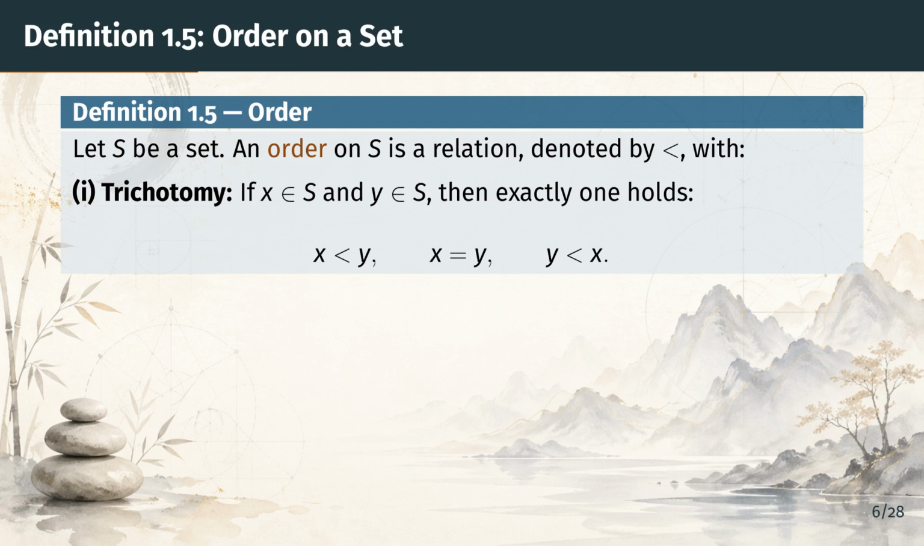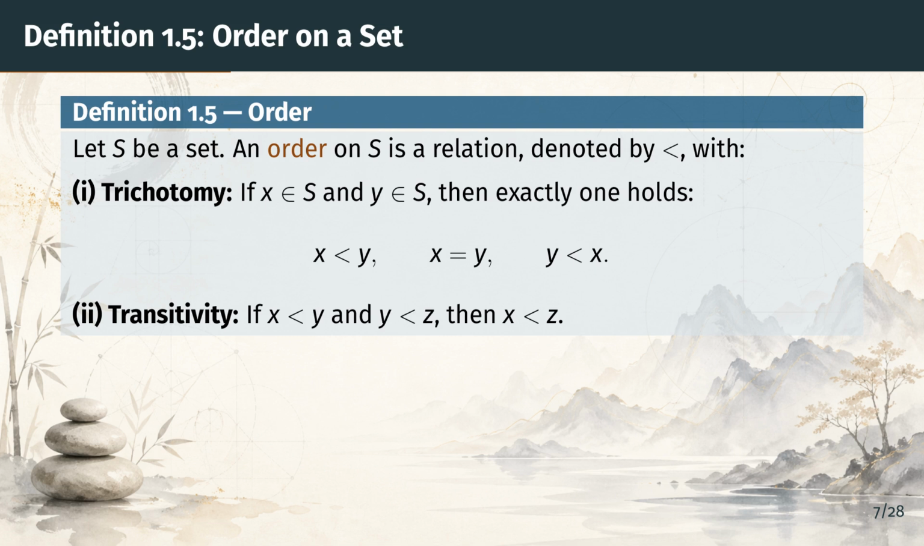Let's define what an order is. An order on a set S is a relation, written with the less than symbol, satisfying two properties. The first property is called trichotomy. For any two elements, x and y, in S, exactly one of the three statements, x less than y, x equals y, or y less than x, is true. There is no ambiguity. One and only one of these holds.